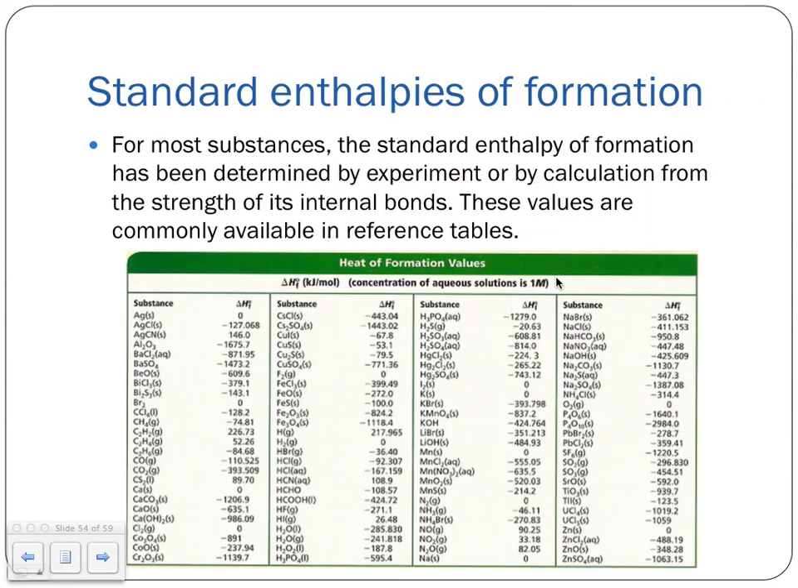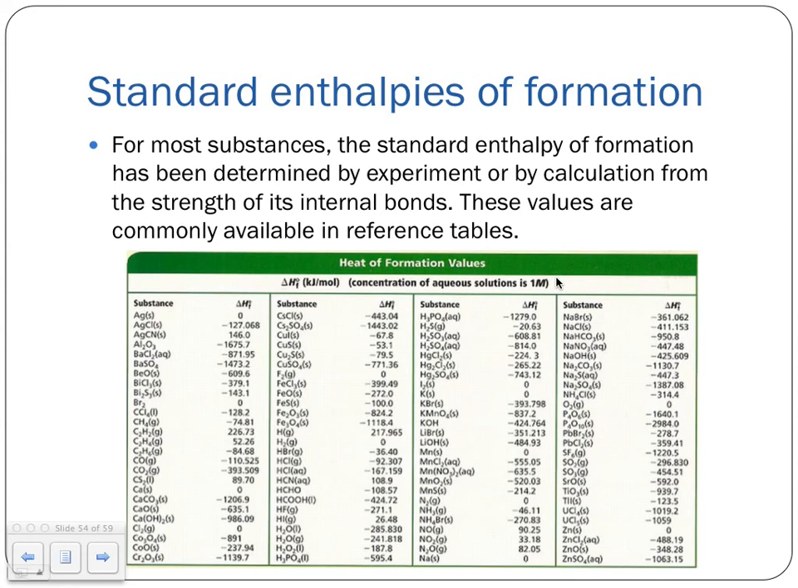Now, for most substances, we don't really have to figure it out. The standard enthalpy of formation has been determined by experiment or by calculation from the strength of its internal bonds. And so these values are typically available in reference tables. You can see an example of that right here. So if you were ever needing to do something, you said, well, what is CH4? Then you would look it up.